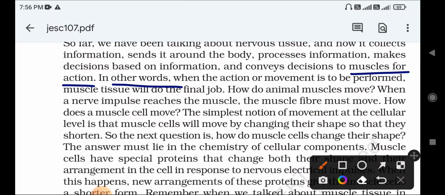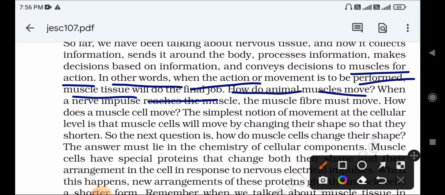In other words, when an action or movement is to be performed, muscle tissue will do the final job. Whatever you are doing is ordered by the brain. We are clapping, talking, writing, and all these things are ordered by the brain only, but finally they are done by the muscle cells only. The final job is done by muscles.